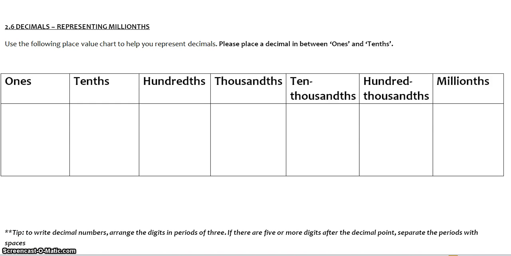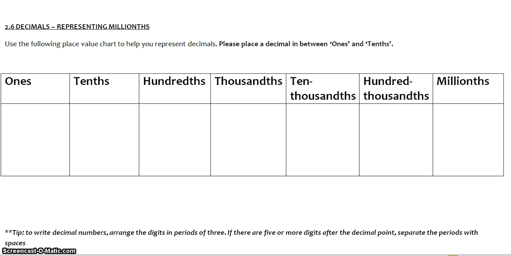Okay, this is lesson 2.6 on decimals representing millionths. Before continuing to watch the recording, please make sure you have this worksheet in front of you, as you'll be taking notes again as you see in the video. Also, please make sure you have a pencil, a different colored pen, and perhaps a highlighter on hand as well.